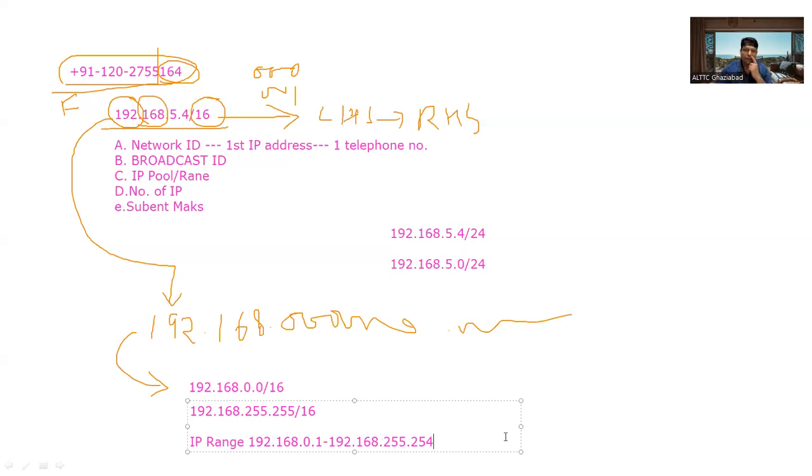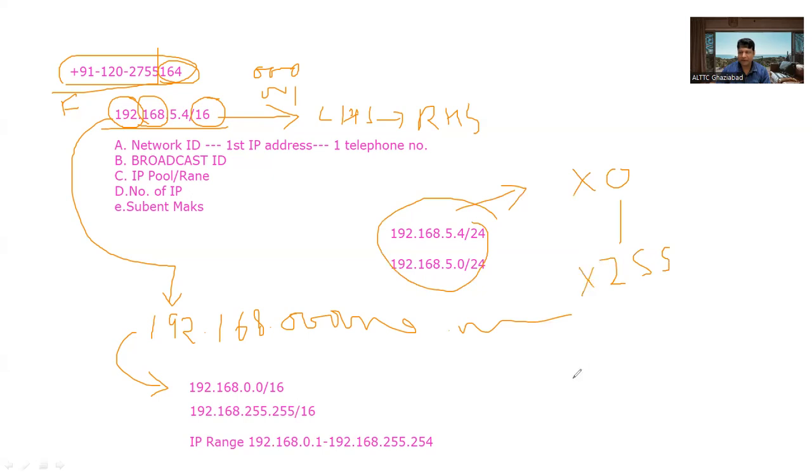Now the next question is the number of IPs. In the last session there was no problem, 1 to 254. But in this case, how do we calculate? First you look at this question. What is the number of IPs in this case? 254, sir. From 0 to 255 is the total possible value. The first is not given and the last is not given.